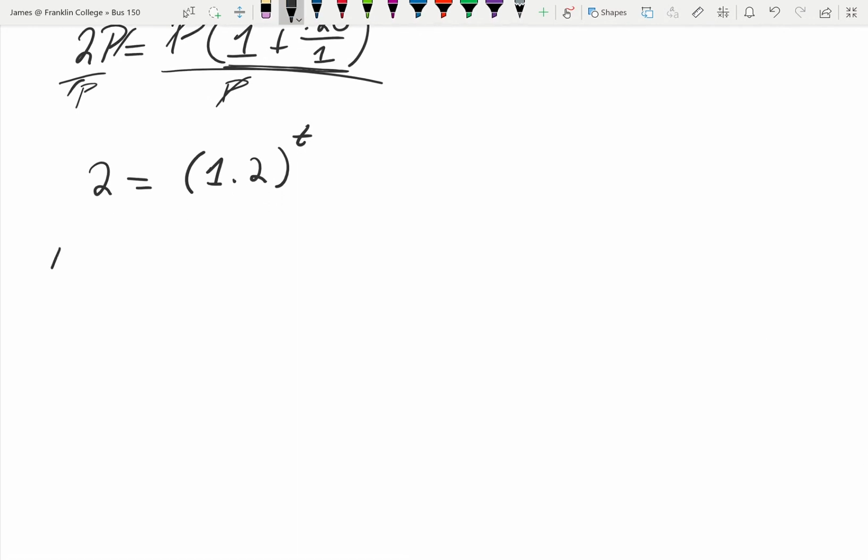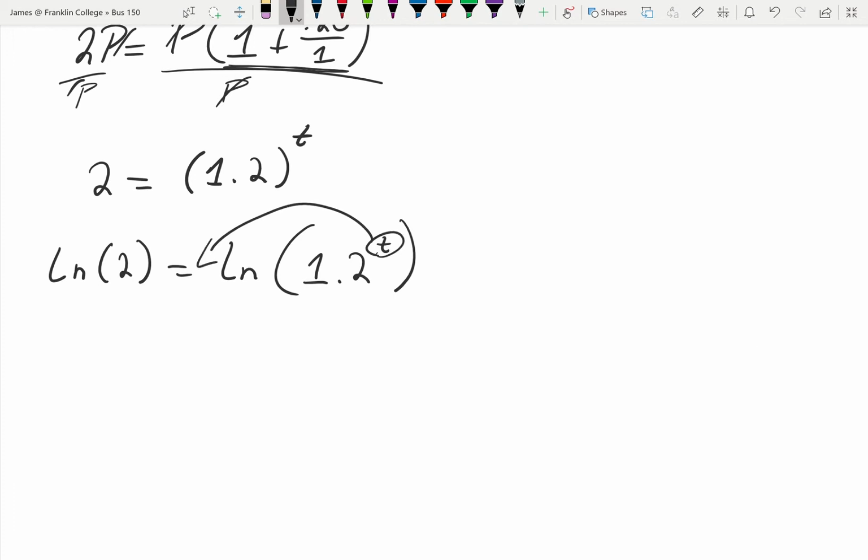So we can say the natural log of 2 equals the natural log of 1.2 raised to the t power. So all we did was take the natural log of both sides. And now that we have taken a log of both sides, we can take this exponent and pull it out front. So we're going to get natural log of 2 equals t times natural log of 1.2.